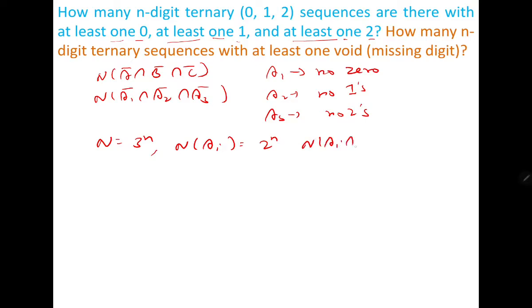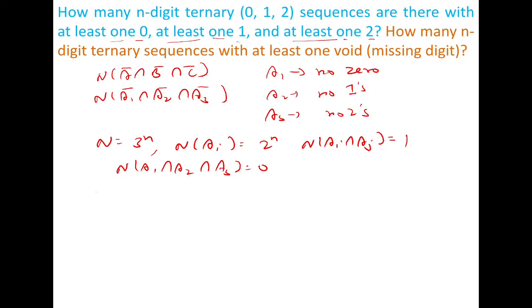n of Ai intersection Aj. So if I see n of A1 intersection A2, it means no 0s and no 1s, so only 2s are there. So if I have to fill all the positions with 2, then it can be done in only one way. And n of A1 intersection A2 intersection A3 is 0, because there is no sequence with no 0, no 1 and no 2s.